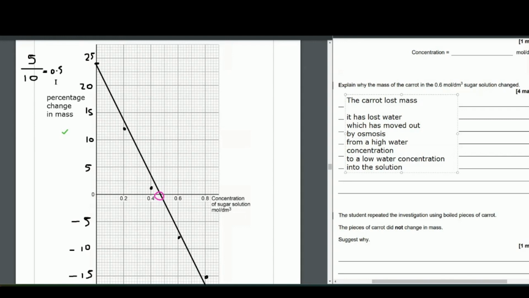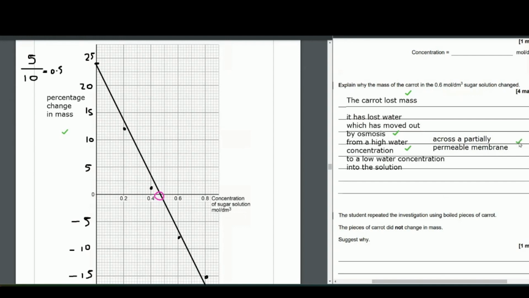So let me show you where the marks are on the mark scheme. Saying the carrot lost mass is a mark, fairly obvious, right? Saying it was caused by osmosis, pretty cool, right? Saying it was going from a high to low is the third. And the one that I missed out that I did mention verbally was I should have added across a partially, you can say semi, permeable membrane. So that is the fourth mark.